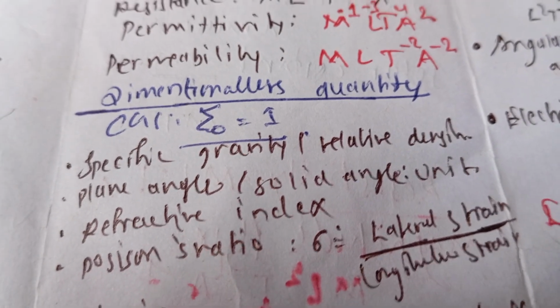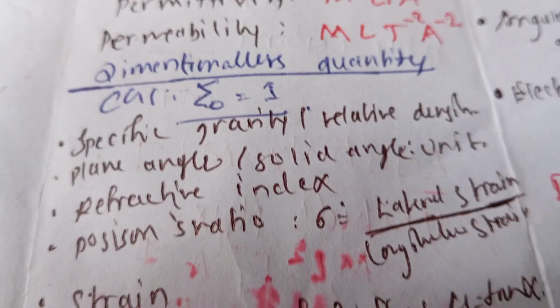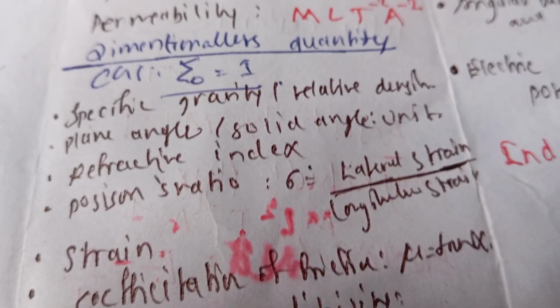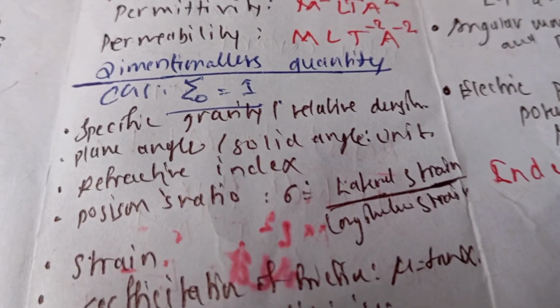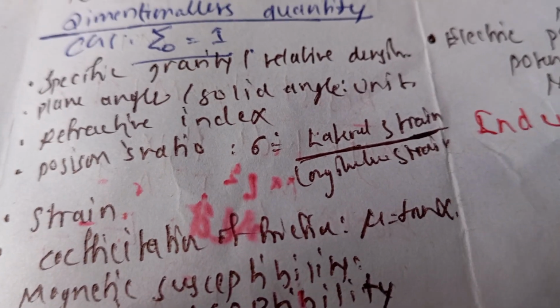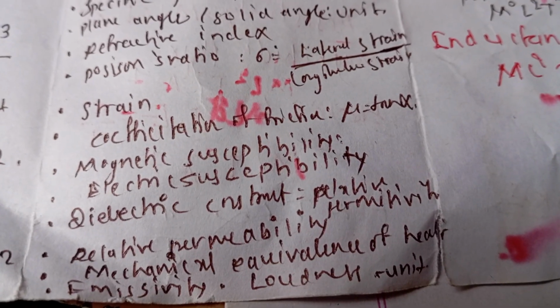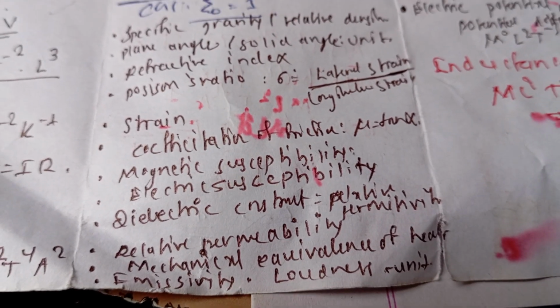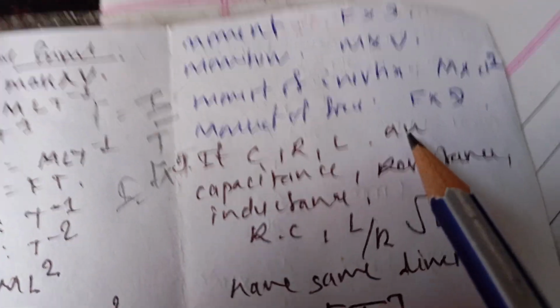Specific gravity, relative density, which are relative terms, don't have a dimension as the units are cancelled by the numerator and denominator. Plane angle, solid angle, refractive index, Poisson's ratio, and strain. Stress is the same as pressure, but strain doesn't have dimensions. Coefficient of friction, that is mu equals tan alpha. Magnetic susceptibility, electric susceptibility, dielectric constant, relative permittivity, mechanical equivalent of heat, emissivity, loudness unit.